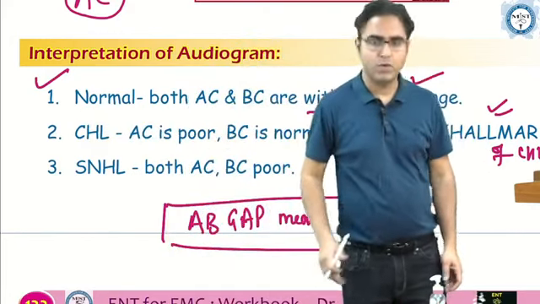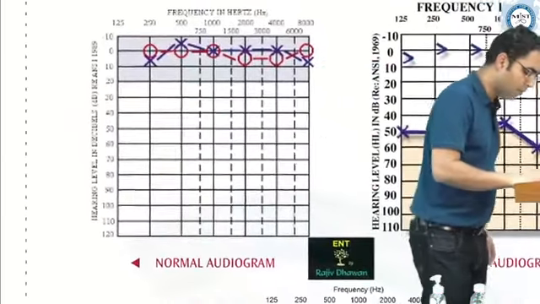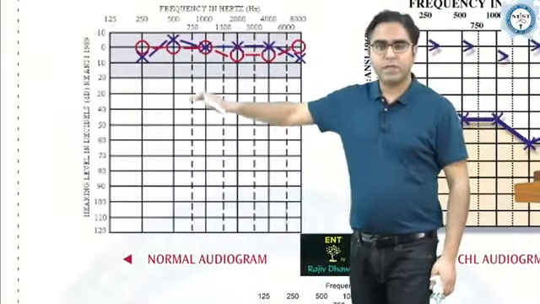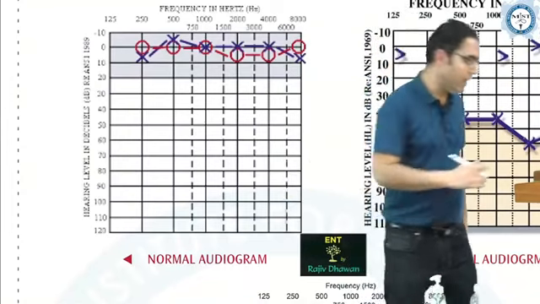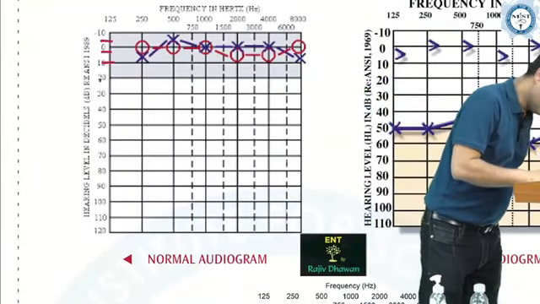AB gap, beta. Okay? Now let me show you the three audiograms, beta. Can you see, beta, this is a normal audiogram. Where is 0, 10, 20, 25, beta. This is 25. This is the normal hearing zone, beta.